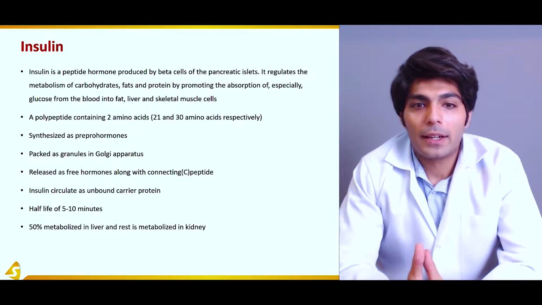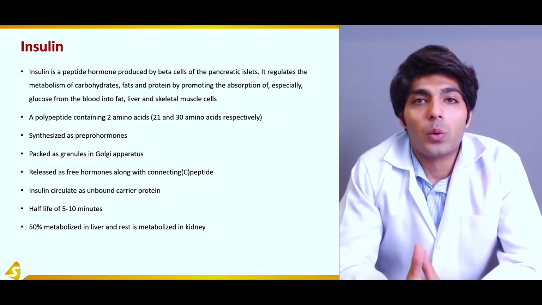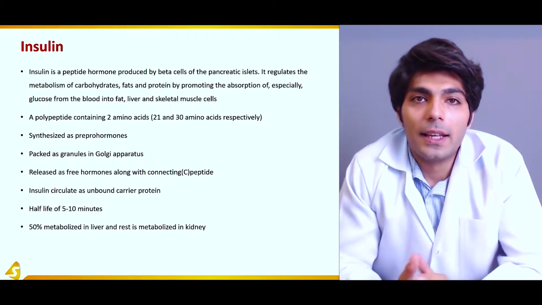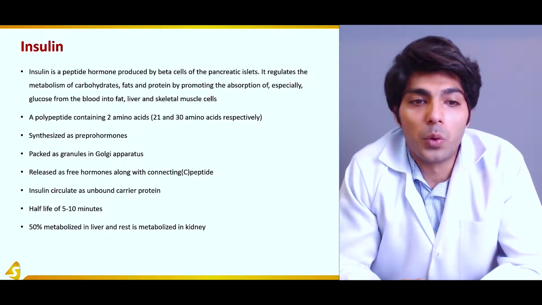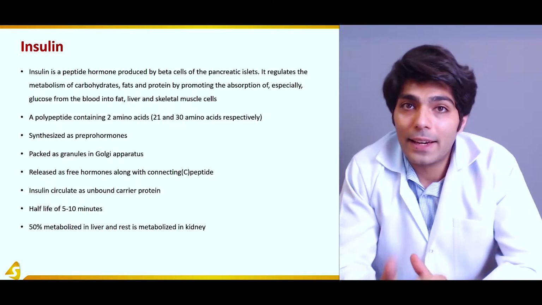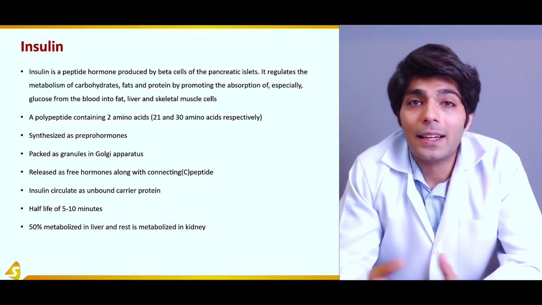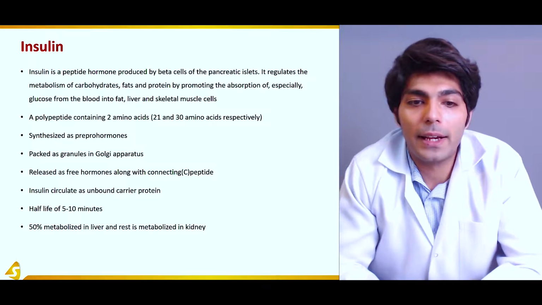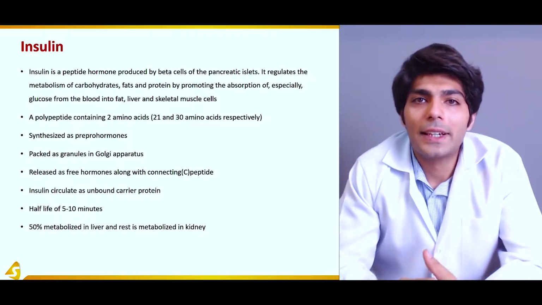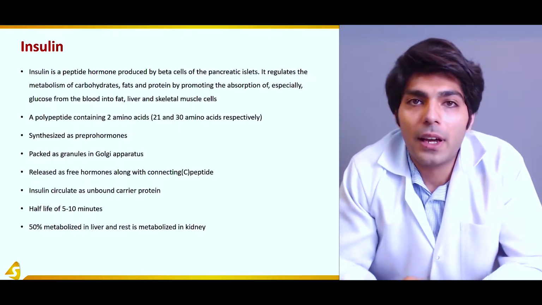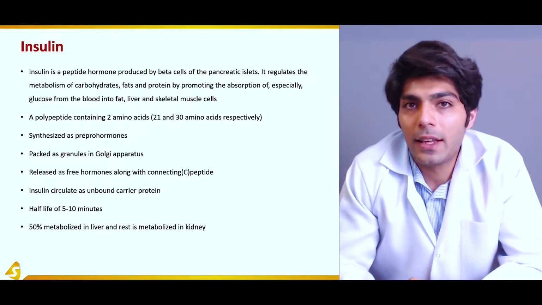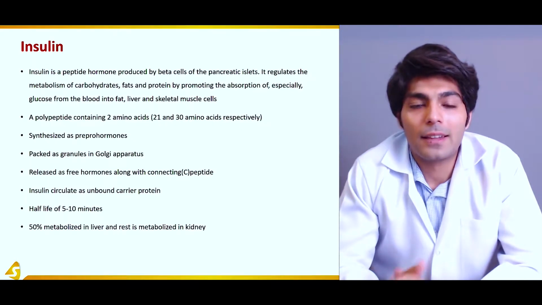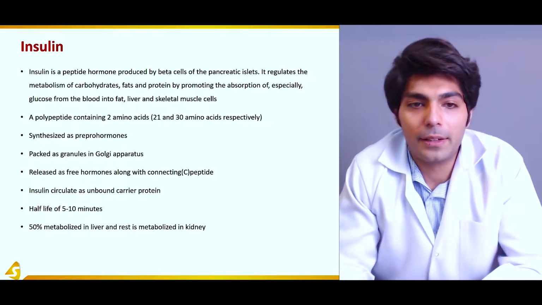It is a polypeptide containing two chains, one of 21 and the other of 30 amino acids respectively. They are synthesized as pre-pro hormones. They are packed as granules in the Golgi apparatus, and they are released as free hormones with C-peptide, or connecting peptide. Insulin is circulated unbound to a carrier protein. Half-life is 5 to 10 minutes, and 50% of insulin is metabolized in the liver and the rest is metabolized in the kidney.